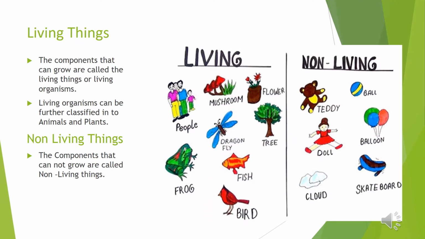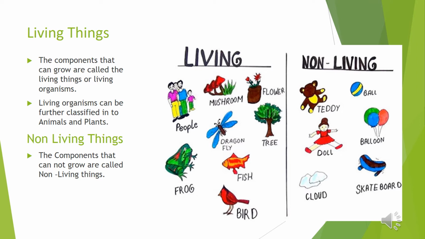Okay, here we go. We are going to learn about what is living and what is non-living. The components that can grow are called living things or living organisms. Living organisms can be further classified into animals and plants. What do you mean by growth?